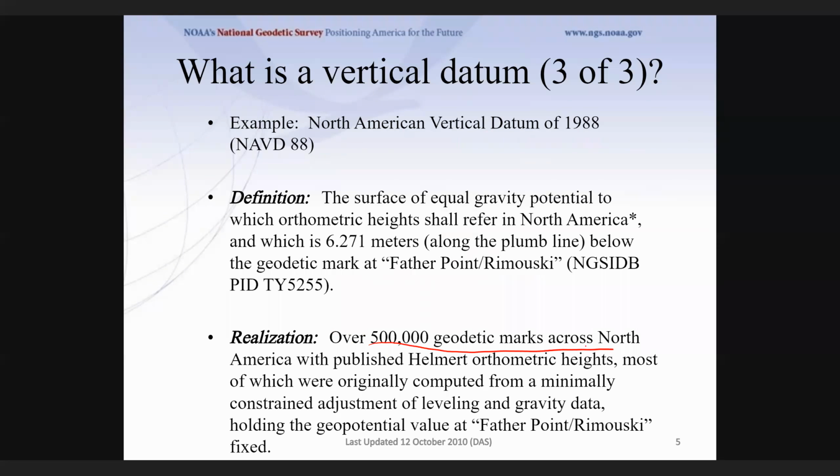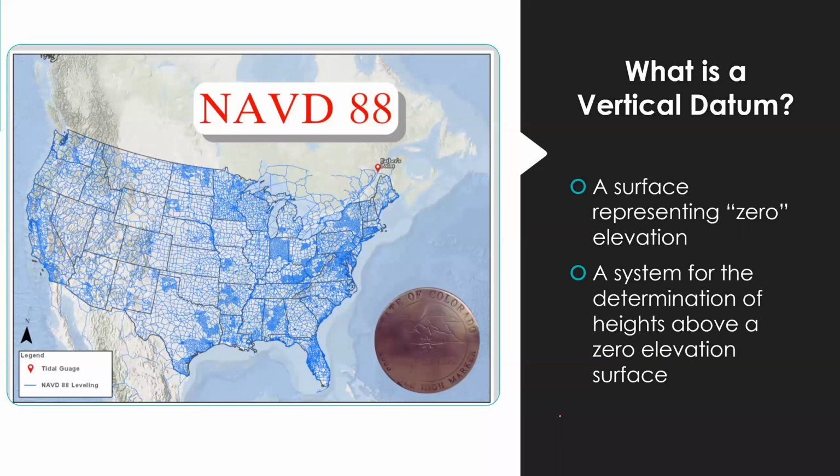500,000 geodetic marks across North America that have orthometric heights that we've surveyed in, all relative to this one point. It's kind of crazy. So let's look at that. Here's that survey. Here's this network. And so whenever these lines come together, we have a geodetic benchmark.